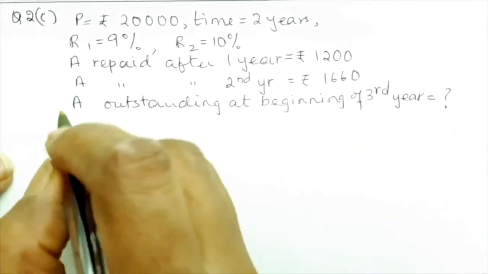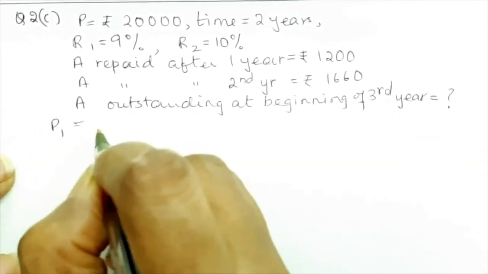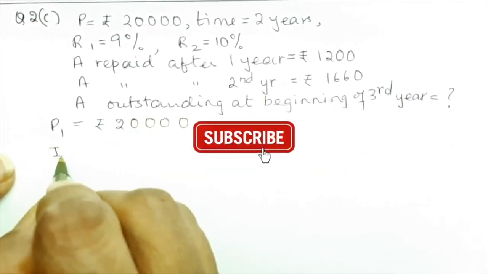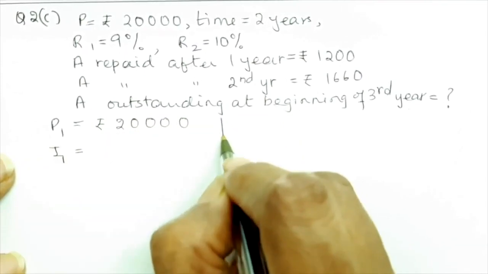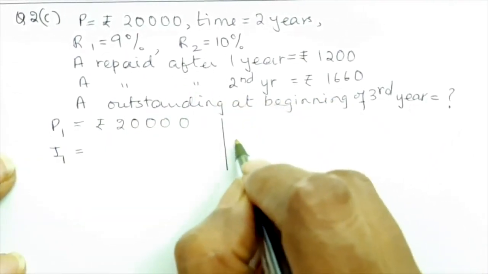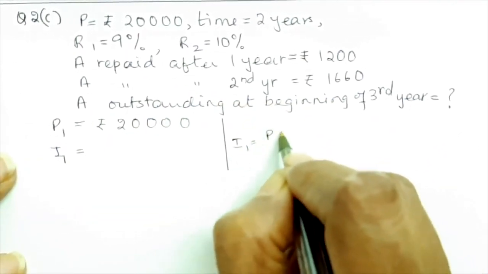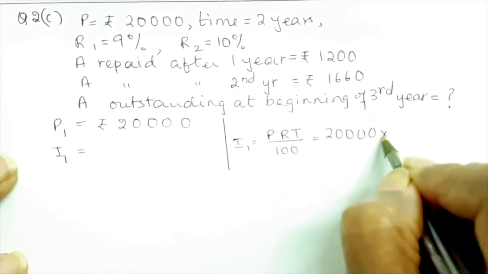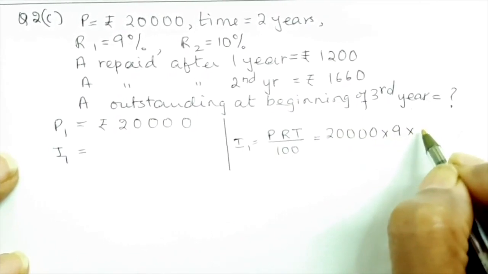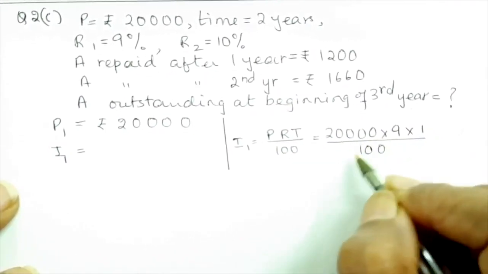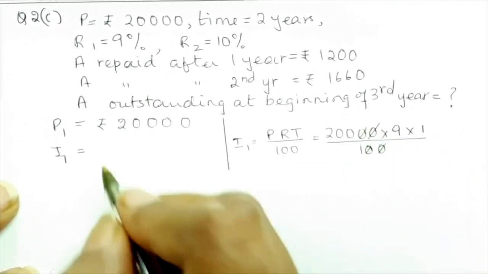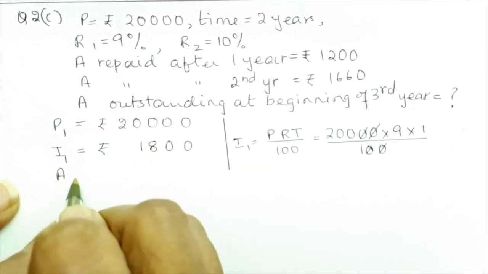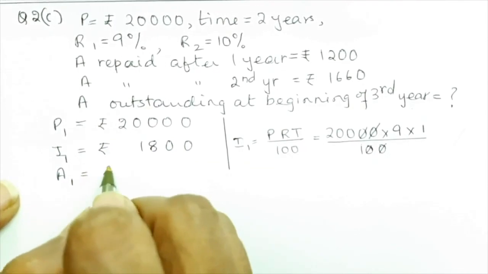So for something like this, I prefer to do P1, that is principal for the first year, that is rupees 20,000. Then your I1 is going to be at 9%. So I will say I1 will be PRT upon 100, which is 20,000 multiplied by 9 into 1 upon 100, 9 twos are 18. So we have the interest as 1,800. And so the amount after first year is rupees 21,800.